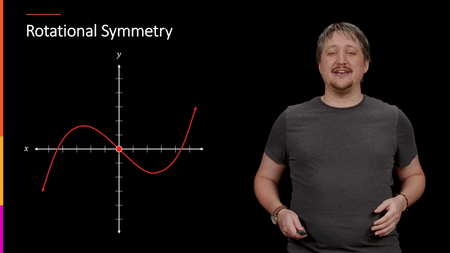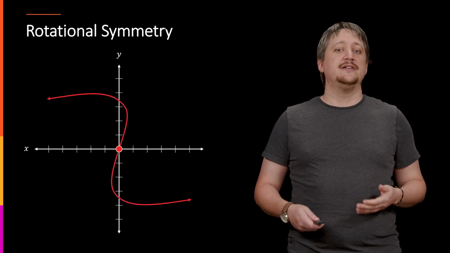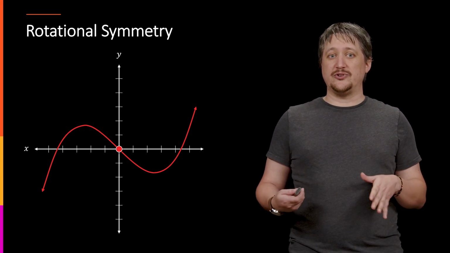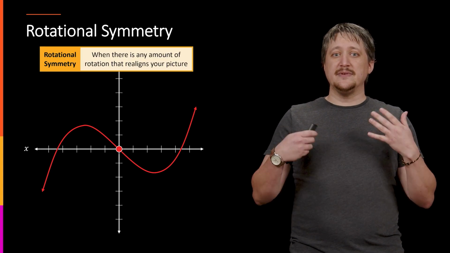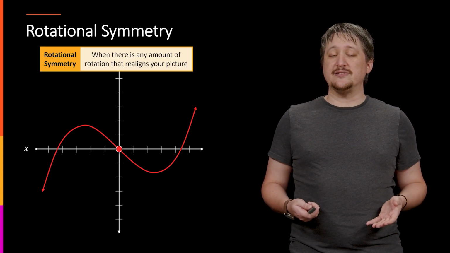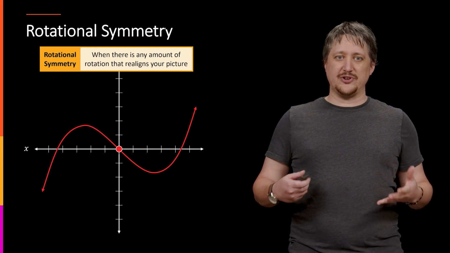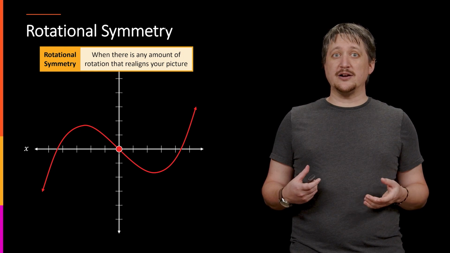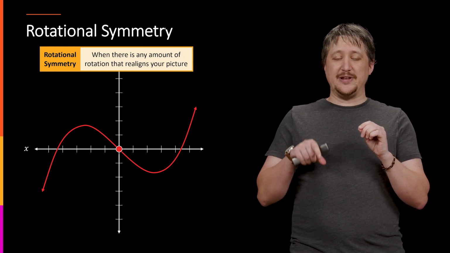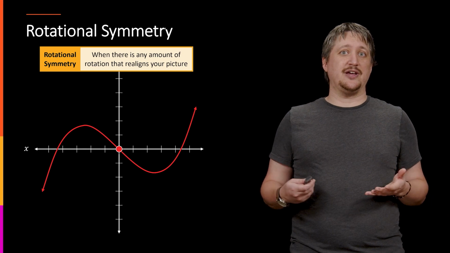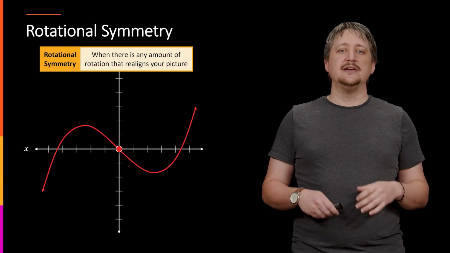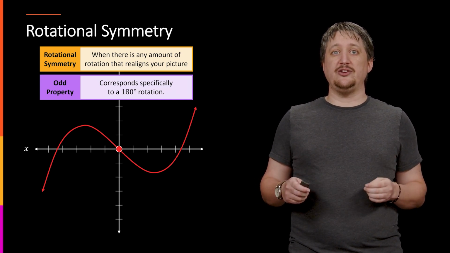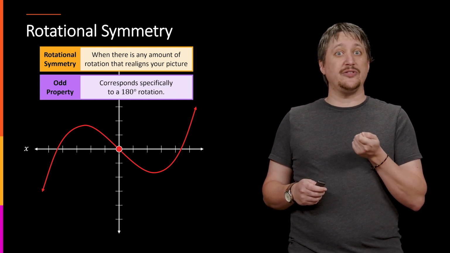Here, if I take this thing and I spin it 180 degrees, I get back the exact same shape that I started with. So this has rotational symmetry. Specifically, it has rotational symmetry of 180 degrees. Technically speaking, rotational symmetry is any amount of spinning, right? So if you took, for example, a perfect square and you pinned the exact middle, you could spin it 90 degrees and get the same square back. So that would have a 90-degree rotational symmetry. But here, we only want 180-degree rotations, and we only go about the origin.